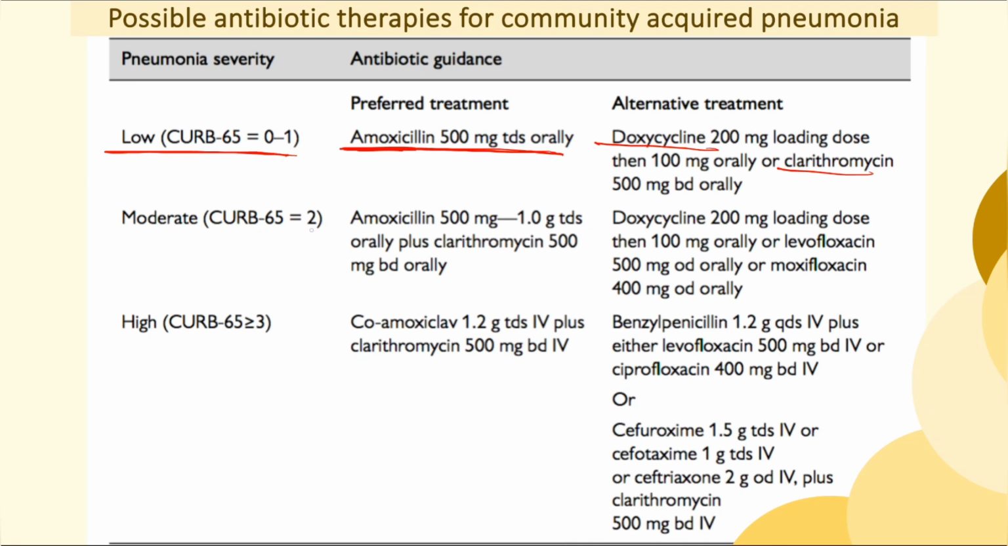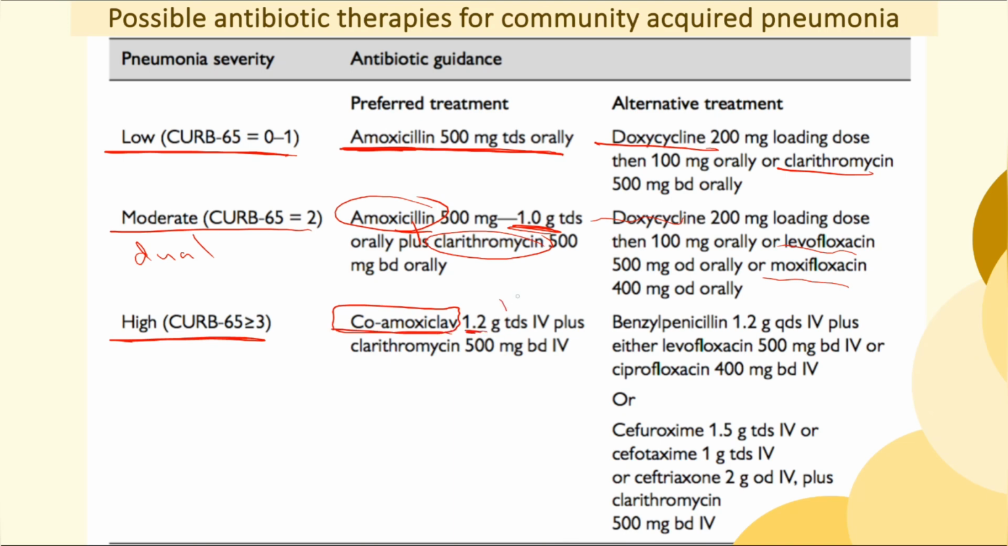For moderate severity, you may give amoxicillin but increase the dose to 1 gram plus clarithromycin. So you give dual antibiotics, amoxicillin or amoxiclav plus clarithromycin. Alternatives are doxycycline, levofloxacin, or moxifloxacin.